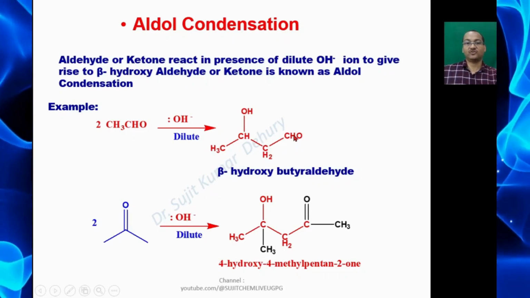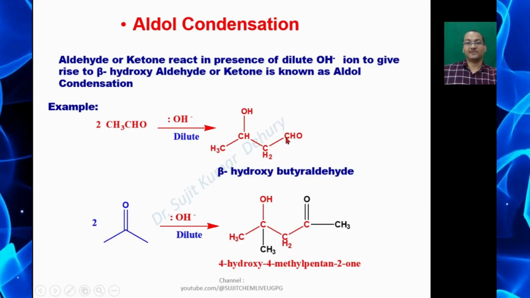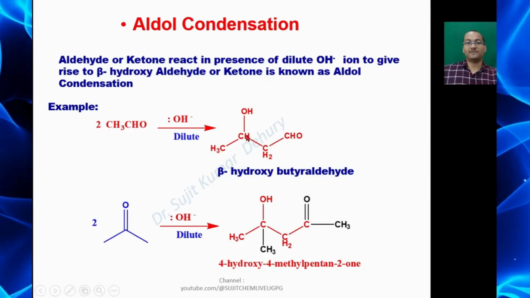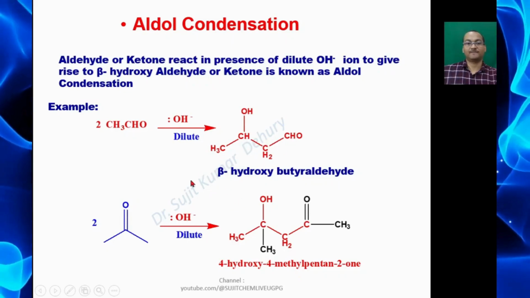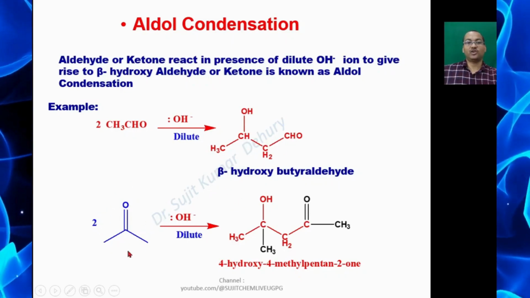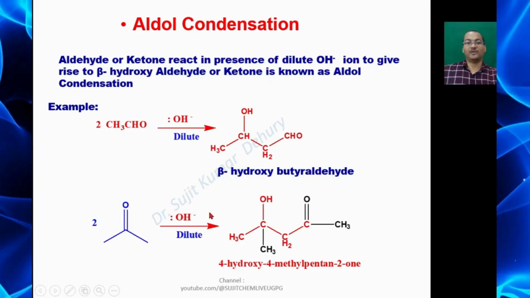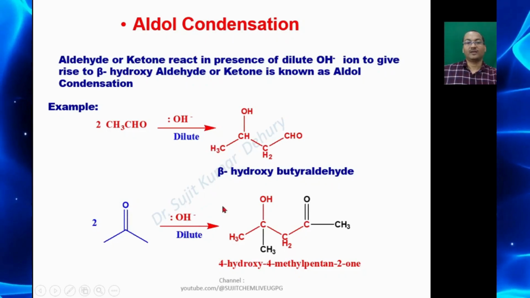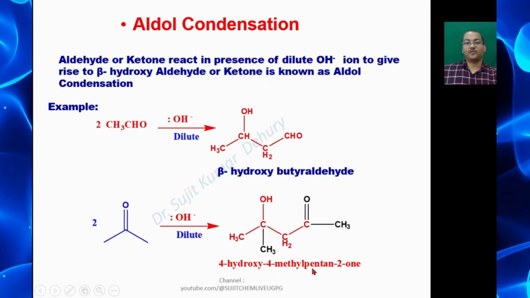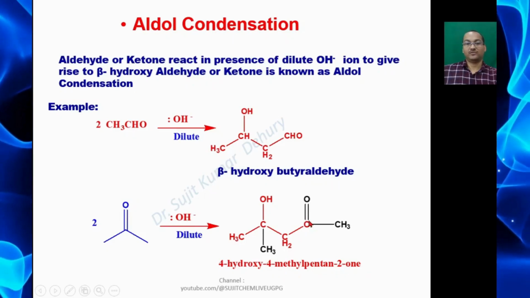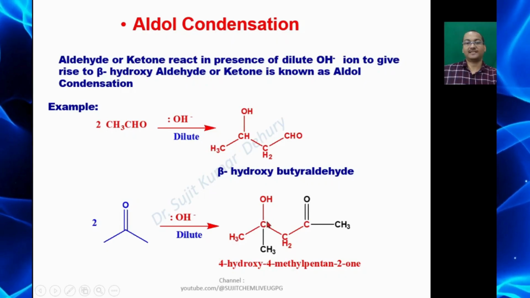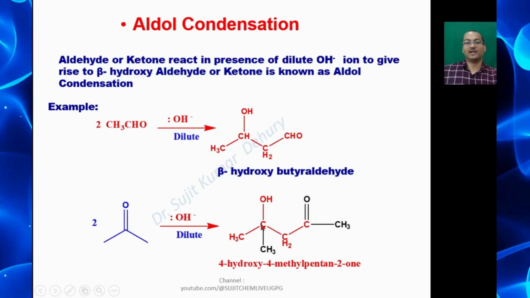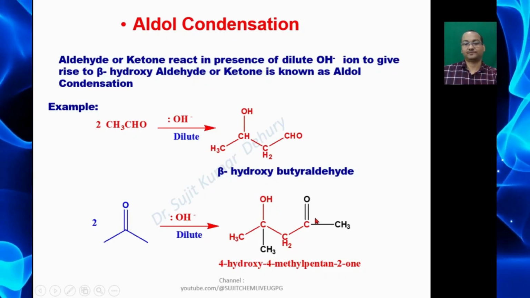So this is the CHO group. With respect to this, this is the alpha carbon and this is the beta carbon. That's why this is a beta hydroxy aldehyde. Similarly, if you start with 2 equivalents of acetone, you will end up with this 4-hydroxy 4-methyl pentan-2-one. With respect to this keto group, this is alpha and this carbon is beta. So you get a beta hydroxy ketone.